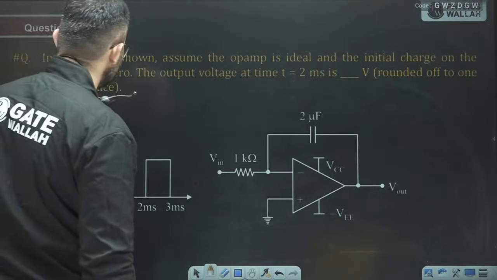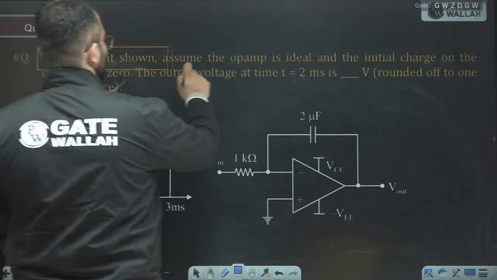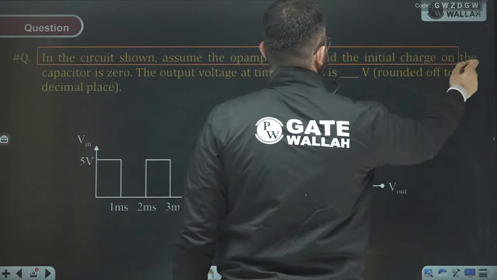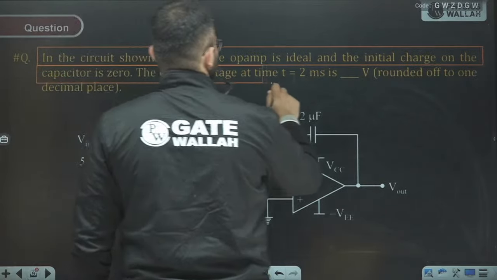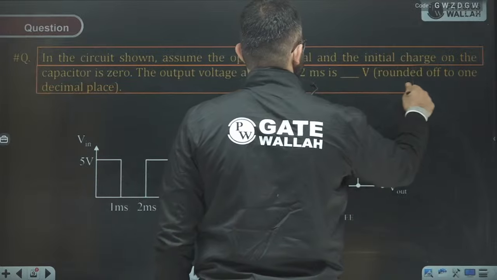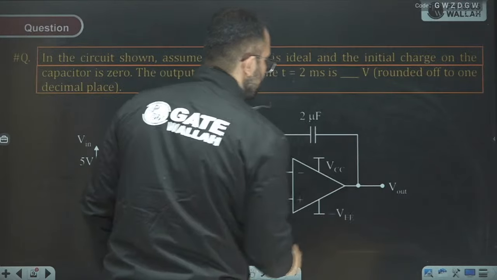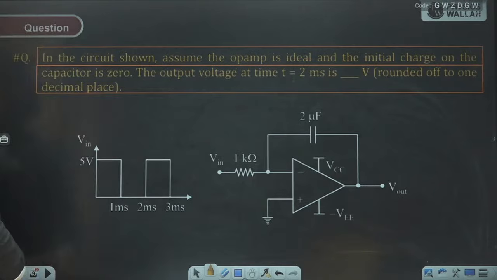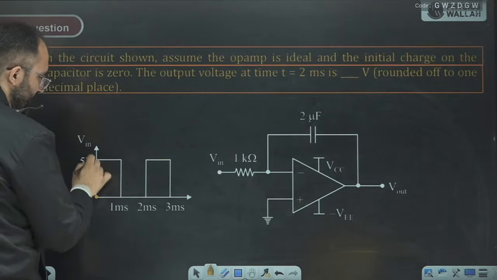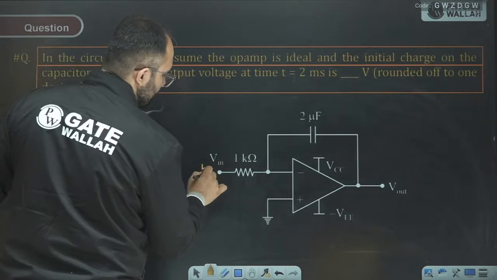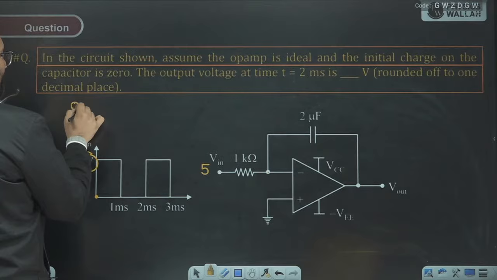Okay, let's move on. Now a very beautiful question. In the circuit shown, assume that the op amp is ideal and the initial charge on the capacitor is 0. The output voltage at time t equals 2 millisecond will be. So a very simple question. We can see that initially the capacitor is uncharged, and obviously we applied 5 volt here. This is grounded, right? Op amp in negative feedback.